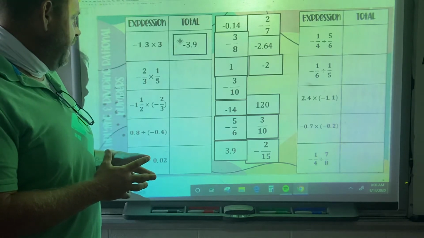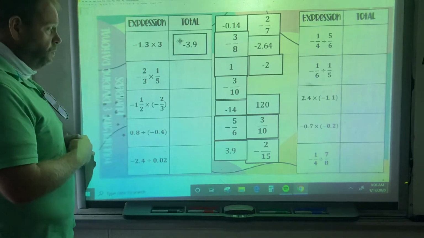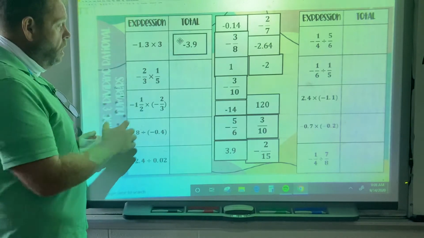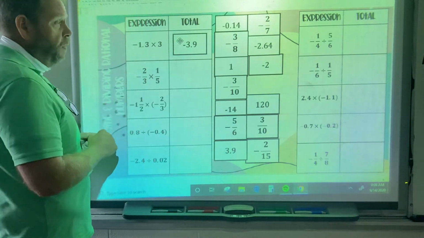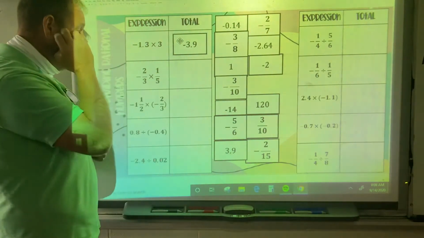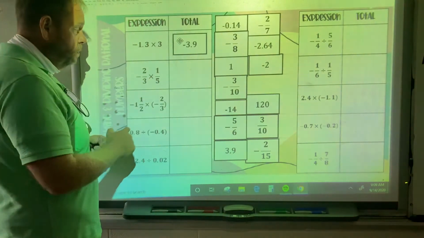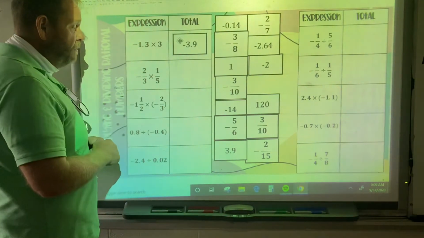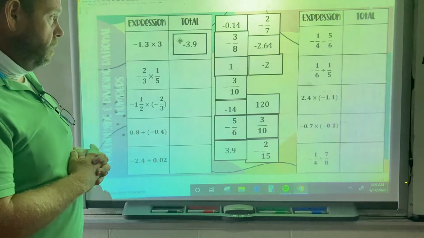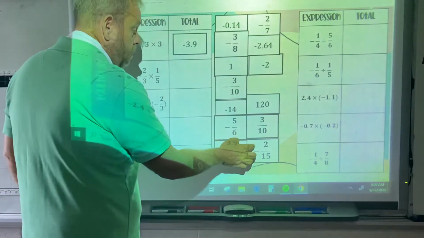Let's look at the second one. Okay, I'm multiplying fractions. I've got a negative and I've got a positive. I know my answer is going to be a negative. All I have to do when I'm multiplying fractions is just multiply straight across. 2 times 1 is 2. 3 times 5 is 15, so I'm going to have a negative 2 over 15. See if I can find that. Oh, right there it is.